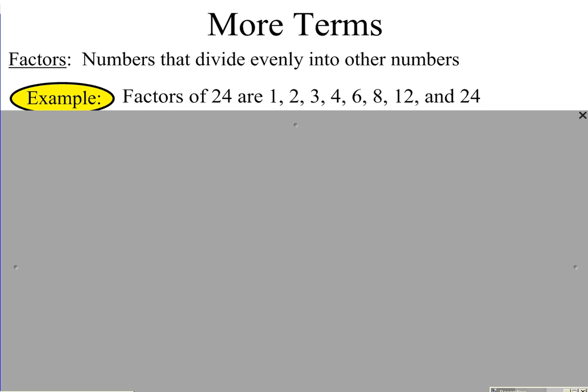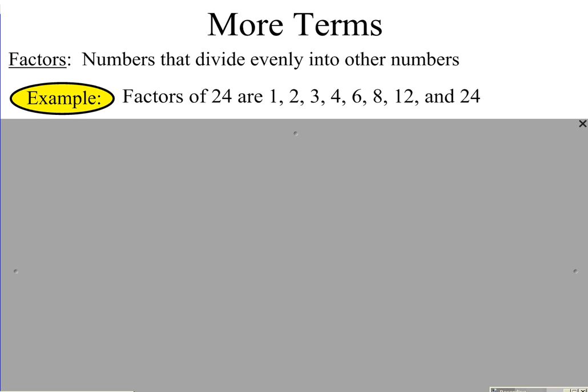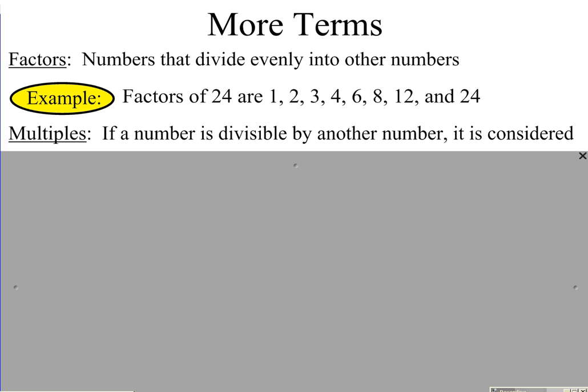Some more vocabulary. Factors are numbers that divide evenly into other numbers. An example of this, factors of 24 are 1, 2, 3, 4, 6, 8, 12, and 24. Those are all factors of 24 because they all divide evenly into 24, leaving no remainder.